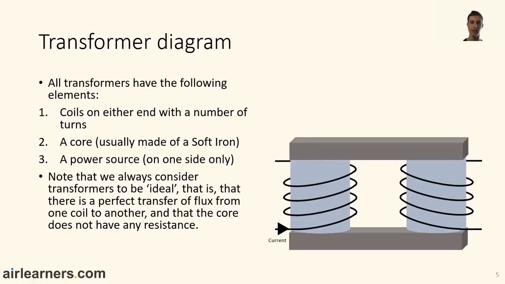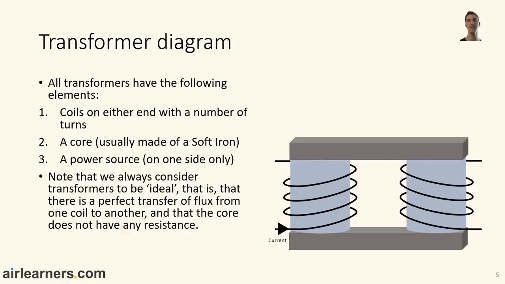Every transformer obviously has a core, and part of that core is made out of what's called soft iron. Now, you don't really need to know the difference between soft and hard iron, but pretty much it has to do with the formation of the electrons and the ability for current and magnetic field to travel through it. Finally, there's got to be a power source, otherwise our transformer is useless. It'll be on one of the sides. In this case, I've put it on the left-hand side because that's where the current is coming in.